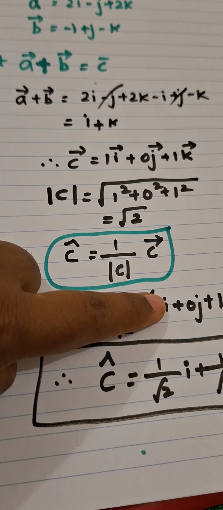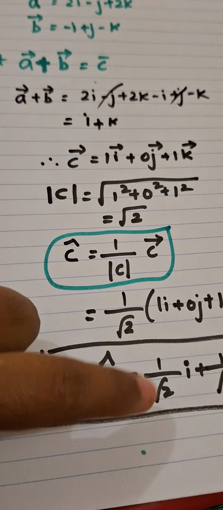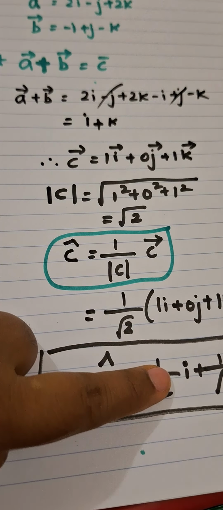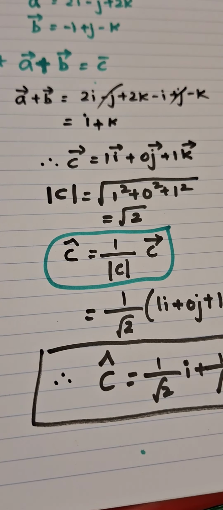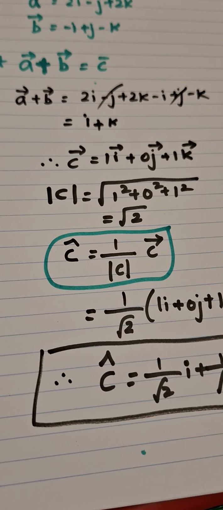So the determinant is 1 by root 2, magnitude is this. We multiplied these two, we are left with this, because j is 0. So I eliminated j here. If you want to eliminate j from the beginning, it's up to you. Not a problem. Anything you can do. So this is how a unit vector is solved.